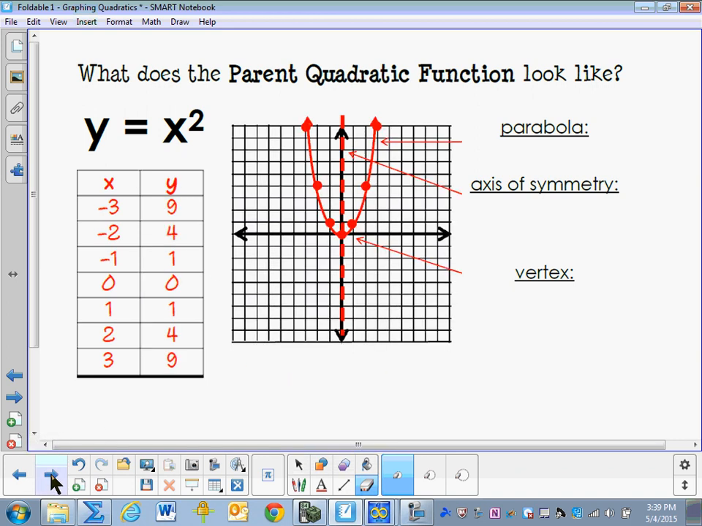This graph is called a parabola. It's U-shaped, and we get that with the x squared equations. It also has an axis of symmetry. That's a line that separates the parabola into two symmetric parts.